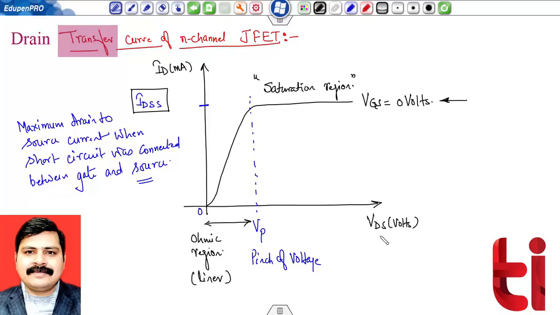Meaning that if we increase the voltage VDS beyond this VP, so if the value of mod VDS is greater than or equal to VP, I'm taking the mod value because this is defined for both N channel and P channel junction field effect transistors. For this particular case, the drain current ID will be equal to IDSS, that is, the maximum drain to source current when a short circuit was connected between gate and source.